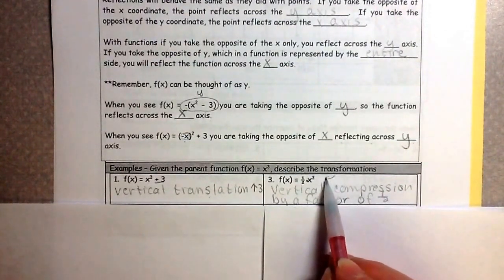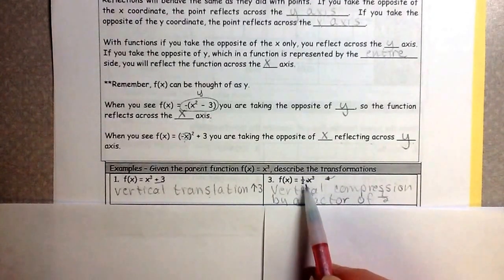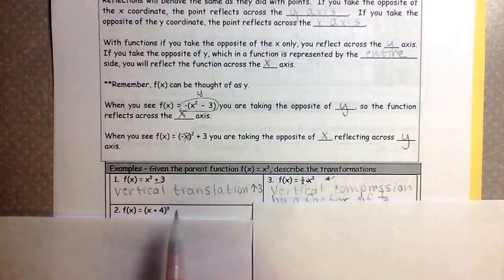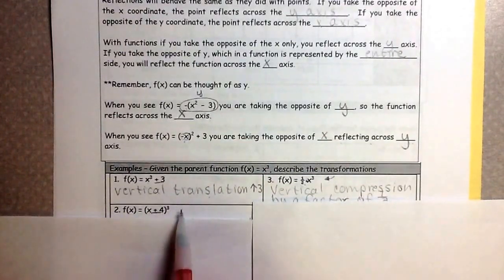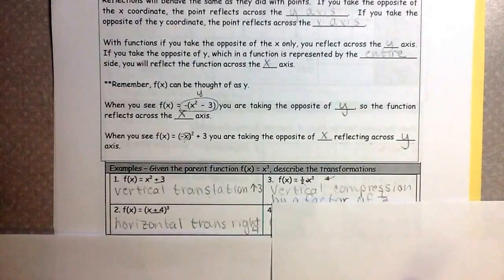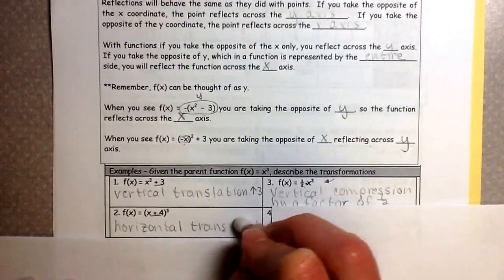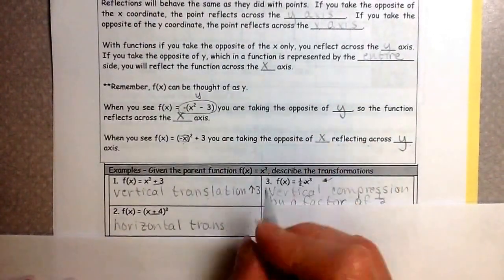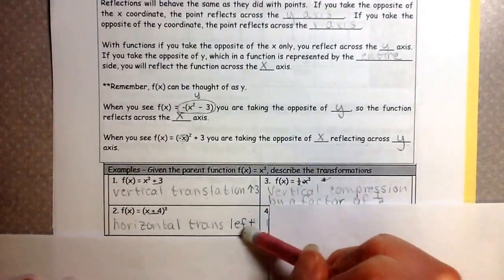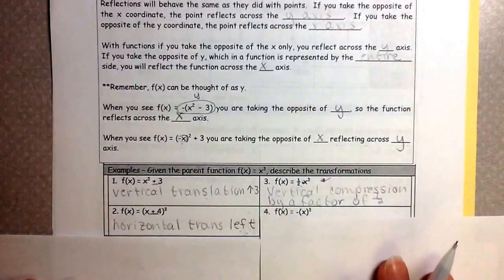Now, I said that there's an exception to this type of problem. That could also represent a horizontal stretch by a factor of 2, and we'll talk about that a little bit more later. Here, the transformation is adding, so it has to be a translation, inside with the x, so it's a horizontal translation. It's going to the left, because what happens inside, I showed you, went the opposite way of what you thought whenever it's an x. So that is going to be a horizontal translation to the left 4.